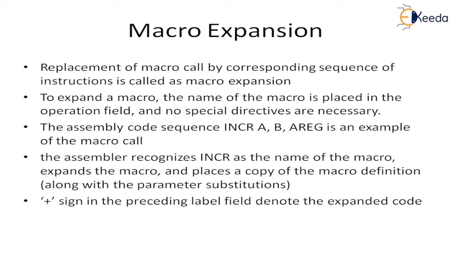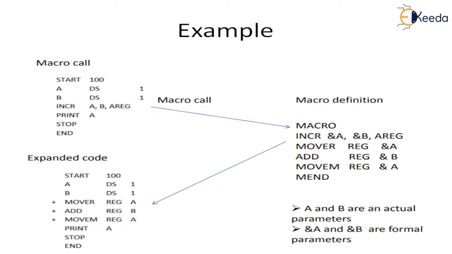An assembly code sequence like INCR A, B, AREG is an example of a macro call. The assembler recognizes the INCR command as the name of that particular macro, expands the macro, and places a copy of the macro definition along with the parameter substitution. Normally a plus sign precedes the label to denote the expanded code. Hence, this macro expansion is very important. So this is the example of macro expansion.